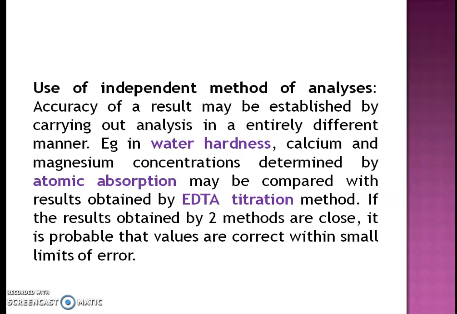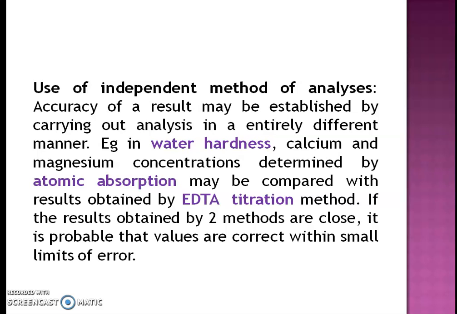Example, in water hardness, calcium and magnesium concentrations can be determined by atomic absorption, and may be compared with results obtained from EDTA titration method. So in water hardness, what we do, we measure the concentration of calcium and magnesium. Now this concentration can be determined by two independent methods. First is atomic absorption and second is titrimetric analysis.